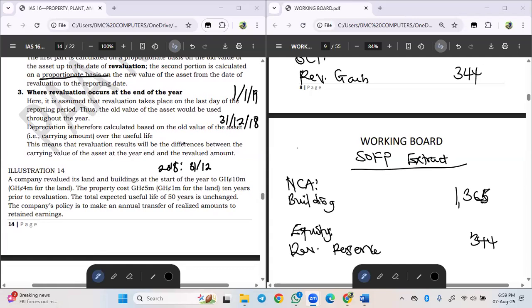Hello, can you hear me? Yes, I can. I said something about revaluation on Monday. I said that after revaluation, how do we measure the assets? I explained that one.